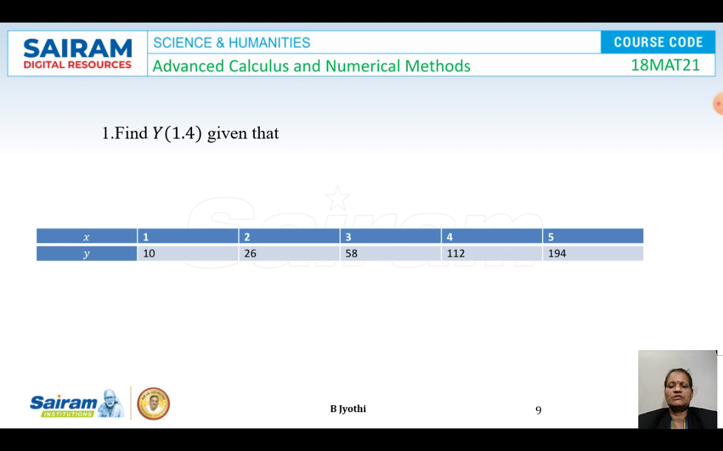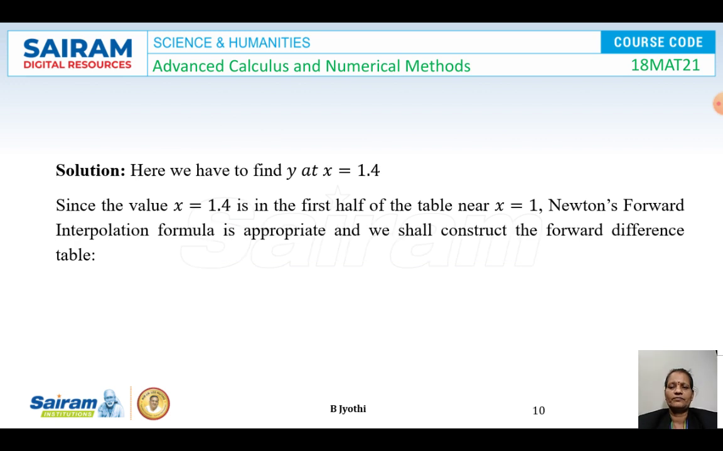Here we can observe one thing. x takes the values equidistantly, that is, the difference between x0 and x1 is always 1, and x1 and x2 is also the same, 1, and x2 to x3, x3 to x4, etc. It will be the same, 1. That will be taken as the h value.